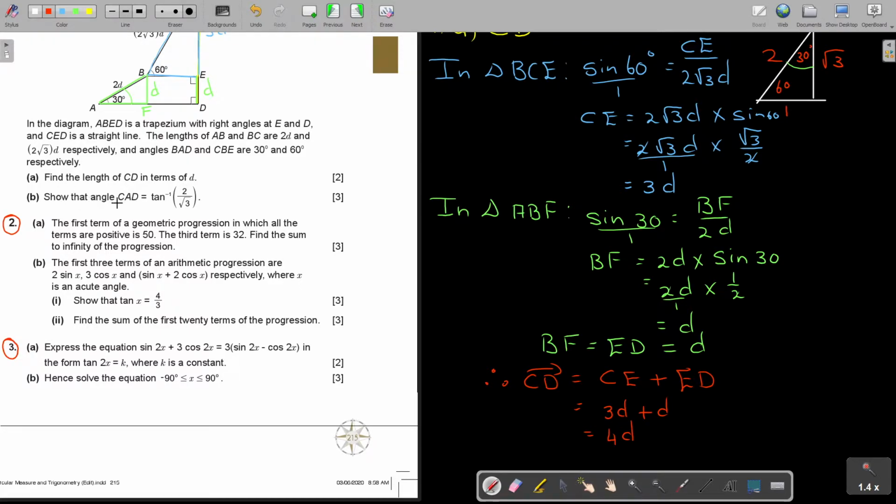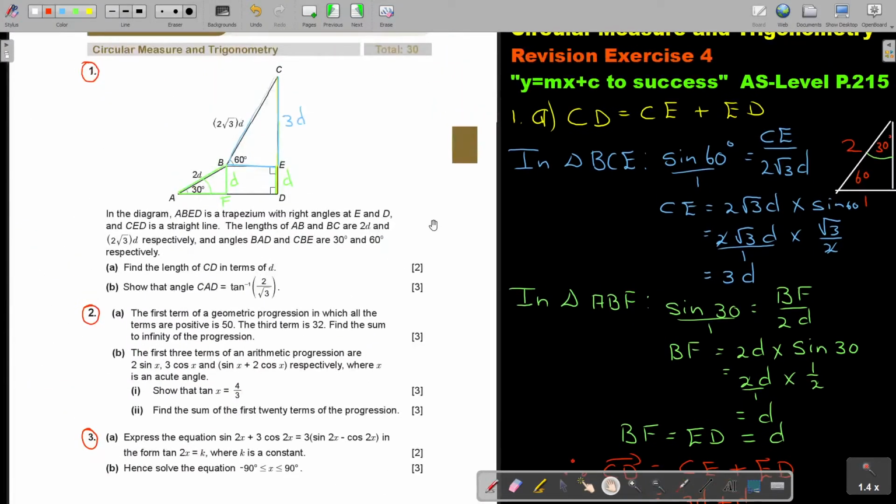Now, show that angle CAD. Let's just go back. They want, and it's actually bringing in another line, let's just get that angle.